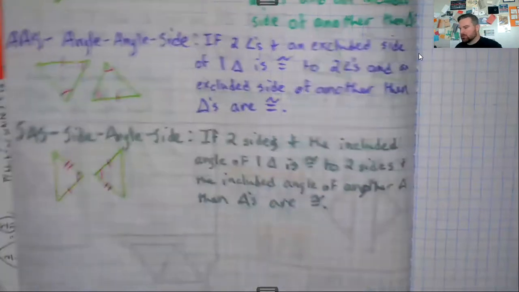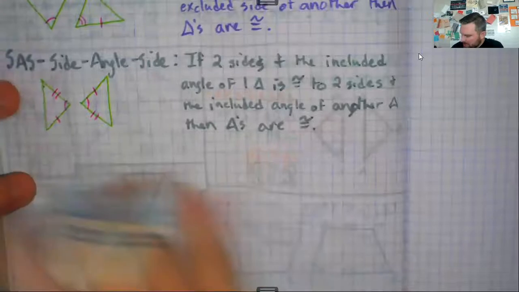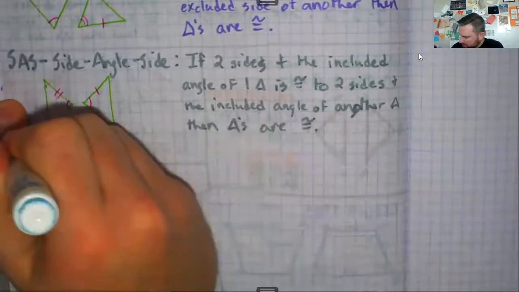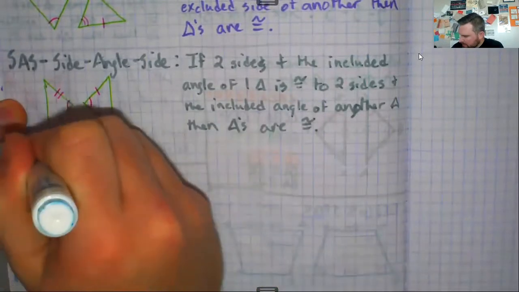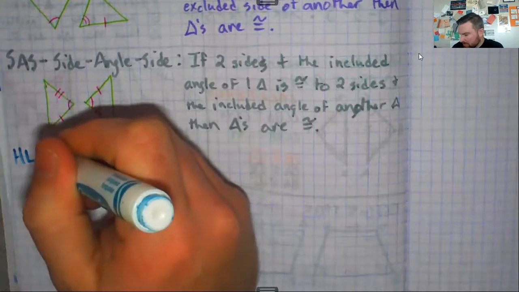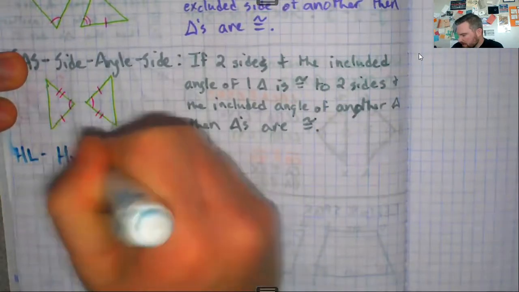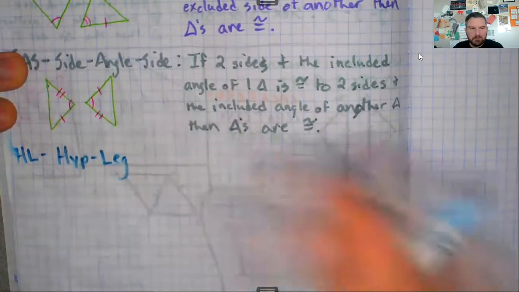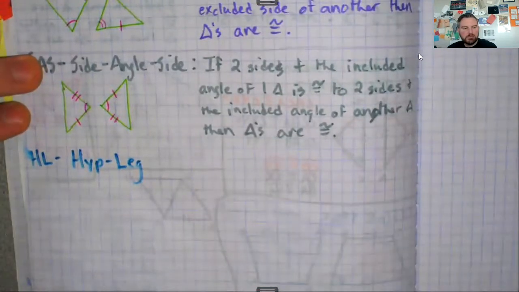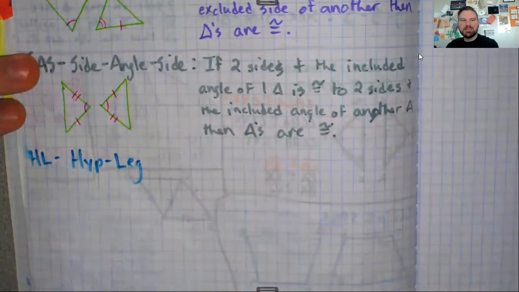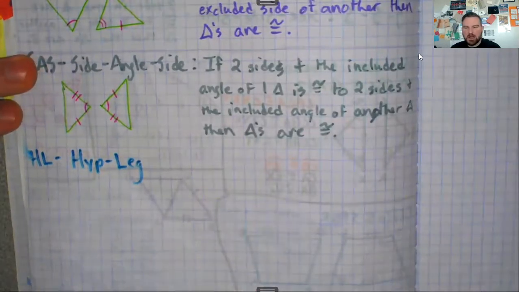And the last one here that we have is HL. HL stands for hypotenuse, leg. Okay, and this one's a little bit tricky, because the only way you can have a hypotenuse and leg is if you have a right triangle.